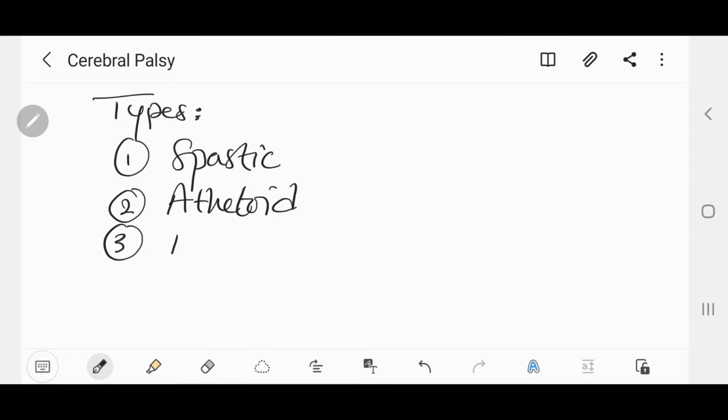The third type is the ataxic cerebral palsy, which is the least common type. And ataxia means a lack of balance and coordination. It often presents as unsteady, shaky movements called tremors. And the fourth and last type is the mixed type cerebral palsy, which may involve a combination of the other types of cerebral palsy.